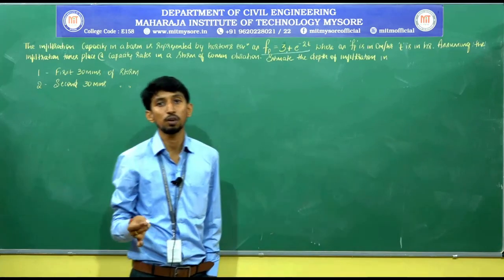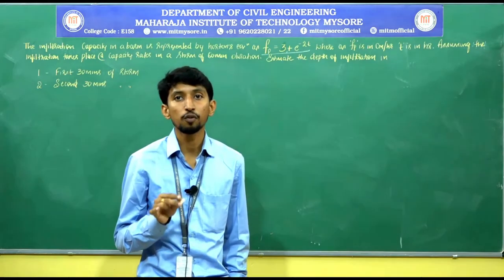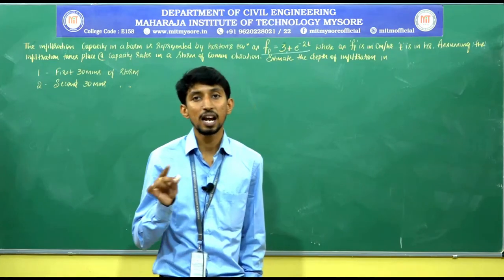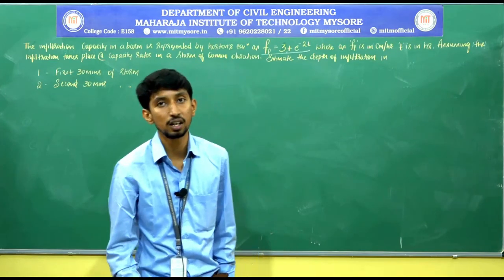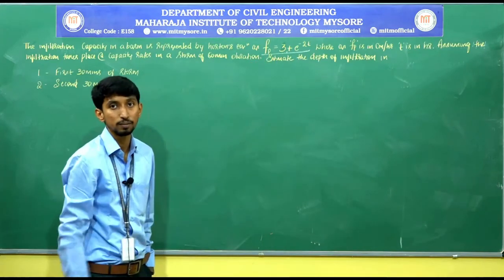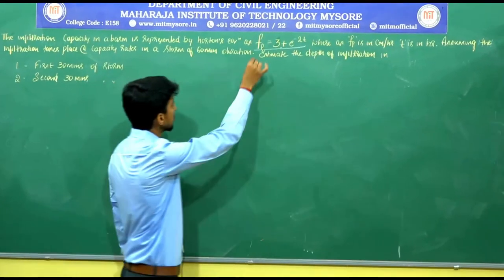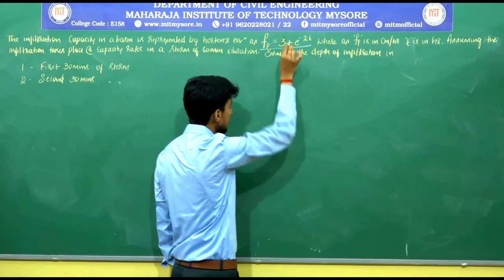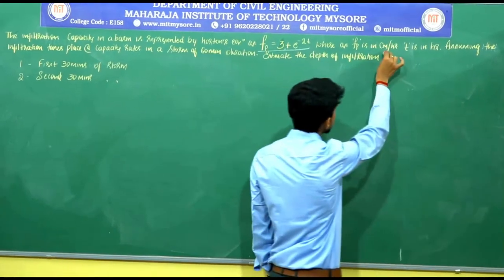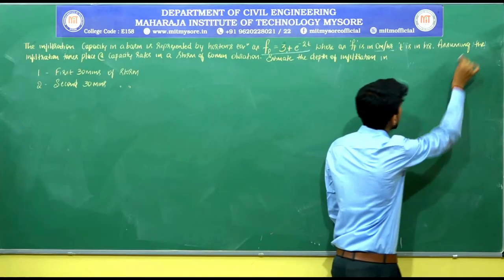In the previous problem, what did we take? Small fp equals fc plus (f naught minus fc) into e power minus kt. It is the standard Horton's infiltration capacity curve formula. But in this problem, he has proposed a different equation for finding the infiltration capacity: fp equals 3 plus e power minus 2t, where fp is in centimeter per hour and time is in hour.